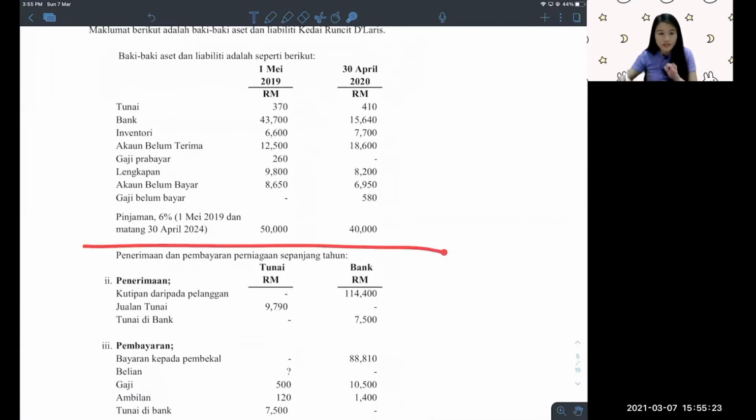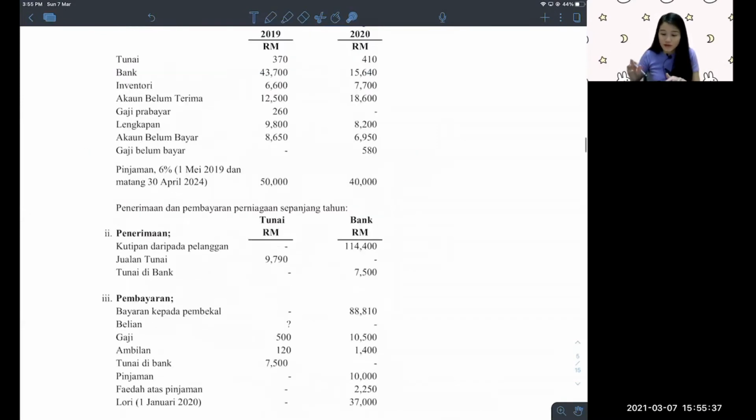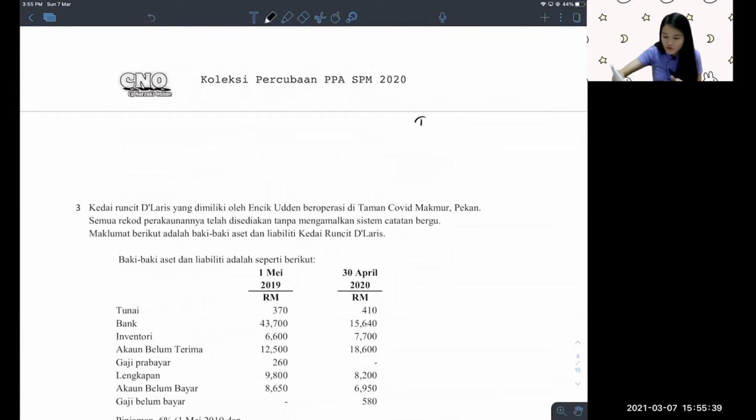We have one section, which is baki awal. We have the second section, which is penerimaan dan pembayaran, which means is buku tunai. So whenever buku tunai appears, this is kaedah analysis already, cannot run away. So let's follow the steps that I always teach you guys. First step is to find whether the baki of tunai dengan bank is given or not.